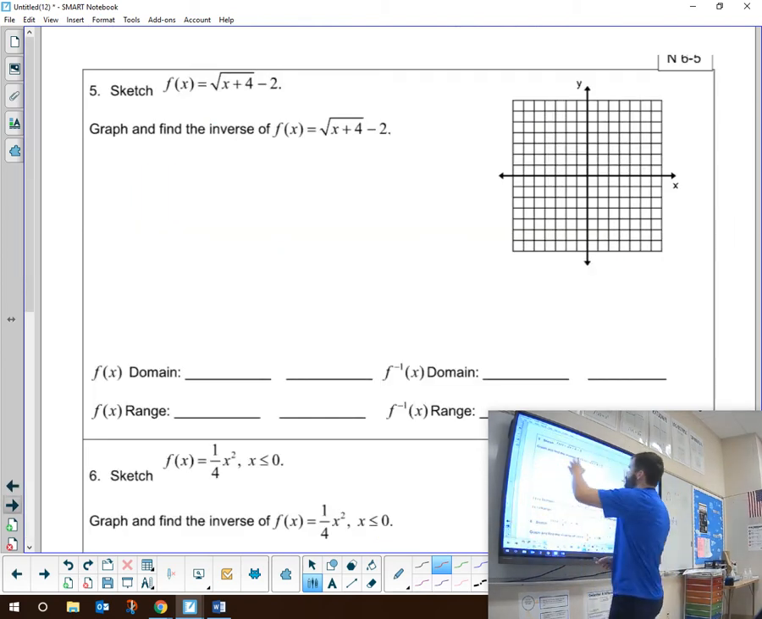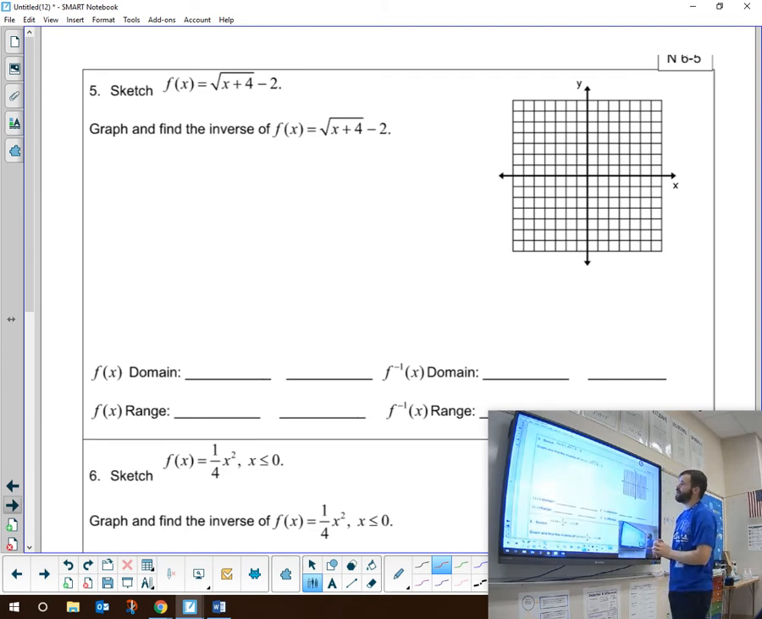So let's take this square root. F of x equals the square root of x plus 4 minus 2. Okay? Square root of x plus 4 minus 2. And we're going to take that graph, we're going to put it here. Remember, my parent function looks like this. It's kind of what my parent function looks like. It's just going to go out to the right. So we're going to have a graph that looks very similar to that.